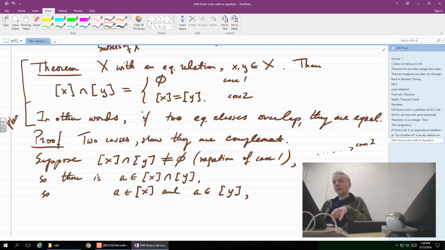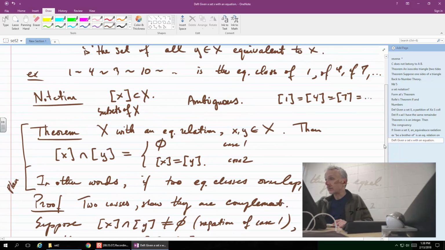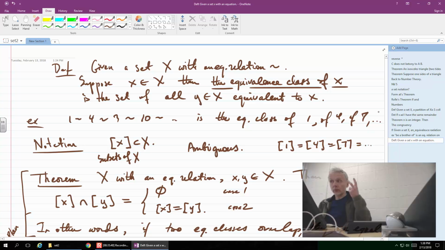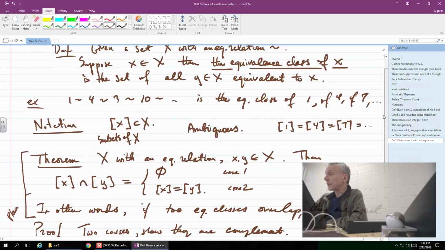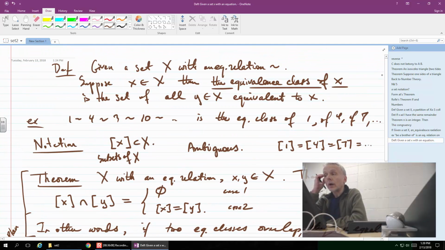Finally, now we have to invoke the definition of the equivalence class, which is right above, right there. So we have two equivalence classes. Let's unwrap it. The equivalence class of x is the set of all y's equivalent to x. Let's look at one at a time. A belongs to the equivalence class of x. What does it mean? What does it mean to belong to the equivalence class of x?